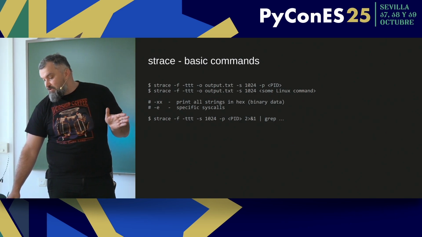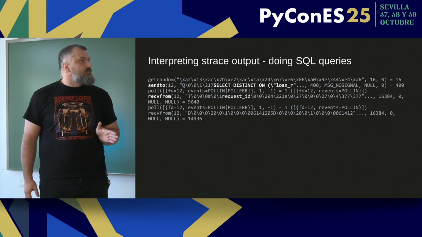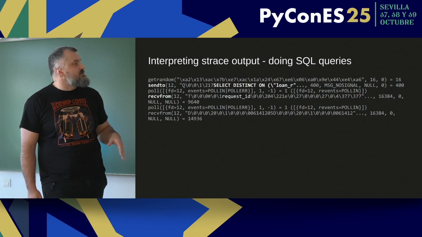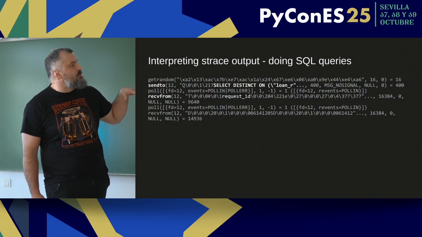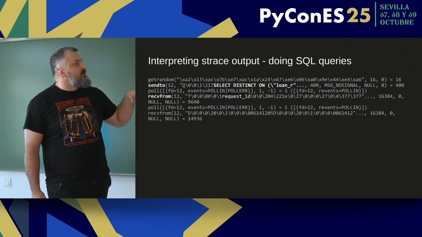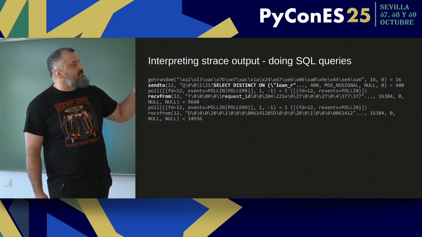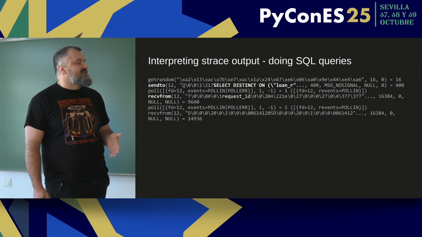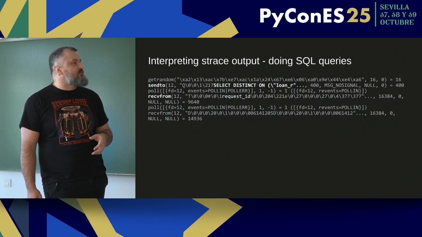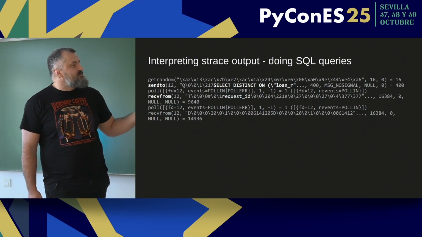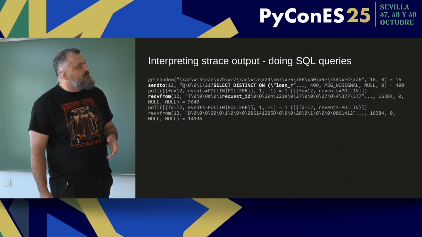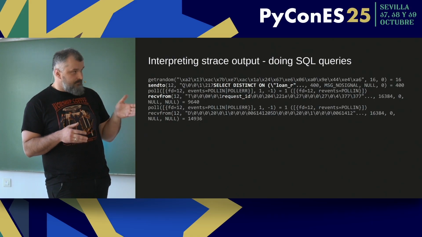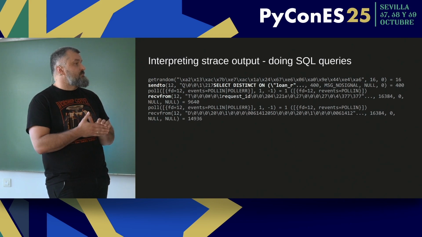So now the output. This is actually output of one of the running applications. And even without knowing much, you can see that it has this system call sendto, and it sends something that contains select distinct on loan underscore something. So you get the idea that it's trying to execute a query, and then it has recvfrom, so it receives something. This is a short output, but you can see that there's the request ID. So it's receiving some fields in response.